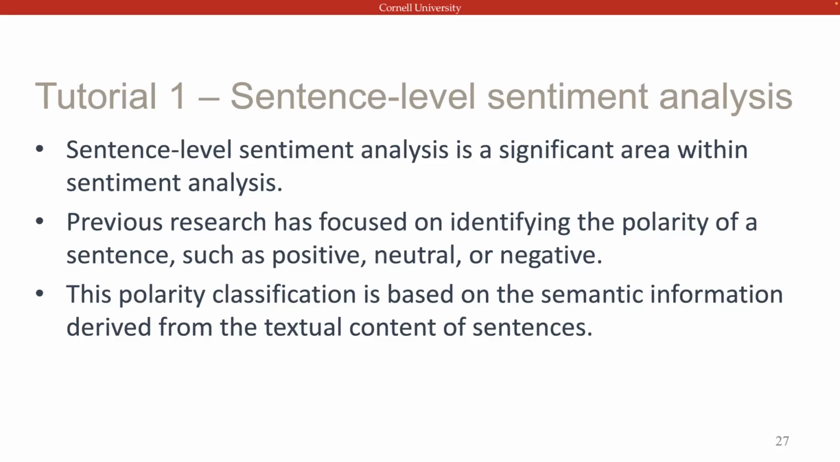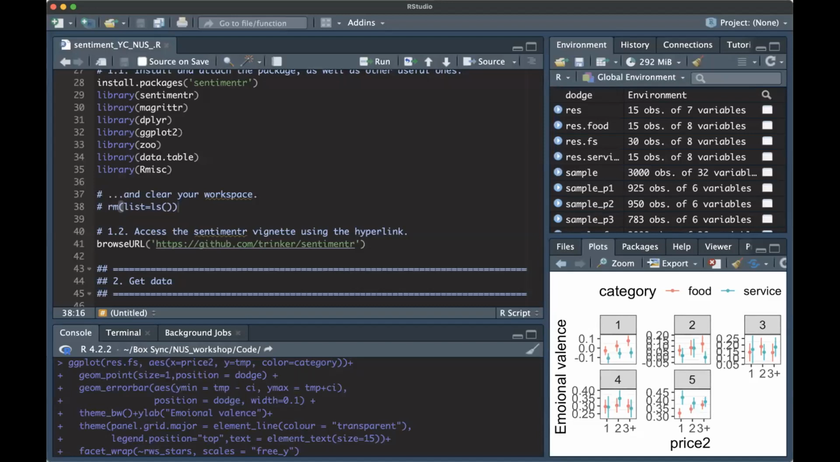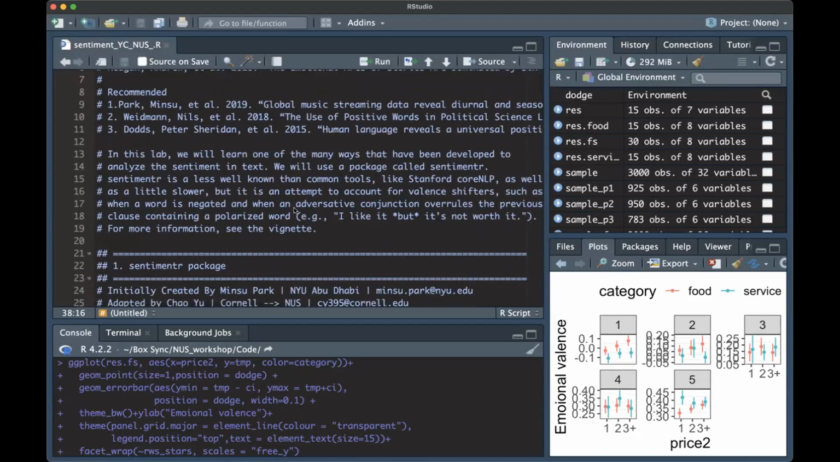So now let's check out the code. And I think all of you have access to my code, right? I will switch to my screen of RStudio. Okay. Can you see my screen of the RStudio?